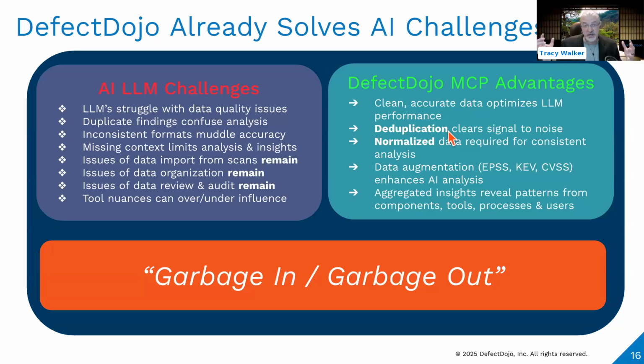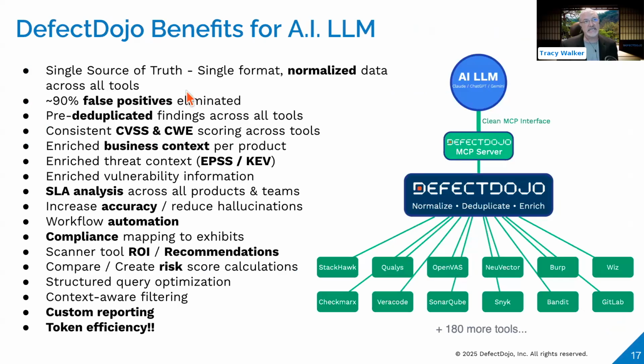So then the LLM can do analysis on very clean, accurate data, which means you're going to get very clean, accurate responses, or at least a lot more accurate than if you're just throwing everything into the LLM. So this is a huge improvement over just connecting everything directly, as I was showing before. A little bit more detail. I'm not going to read all this, but this is when you implement Defect Dojo for all of your scanning tools, all of the vulnerabilities you're trying to track, and then you plug that into an LLM.